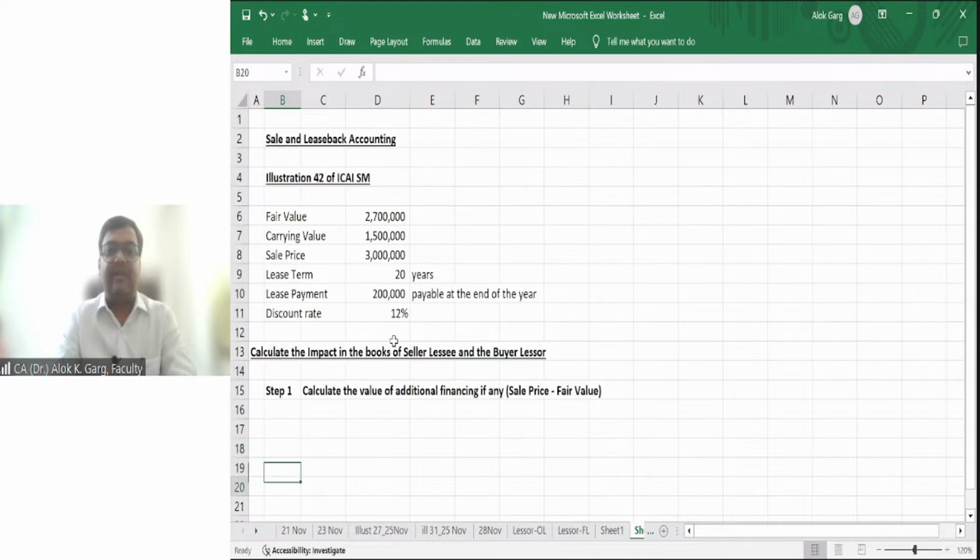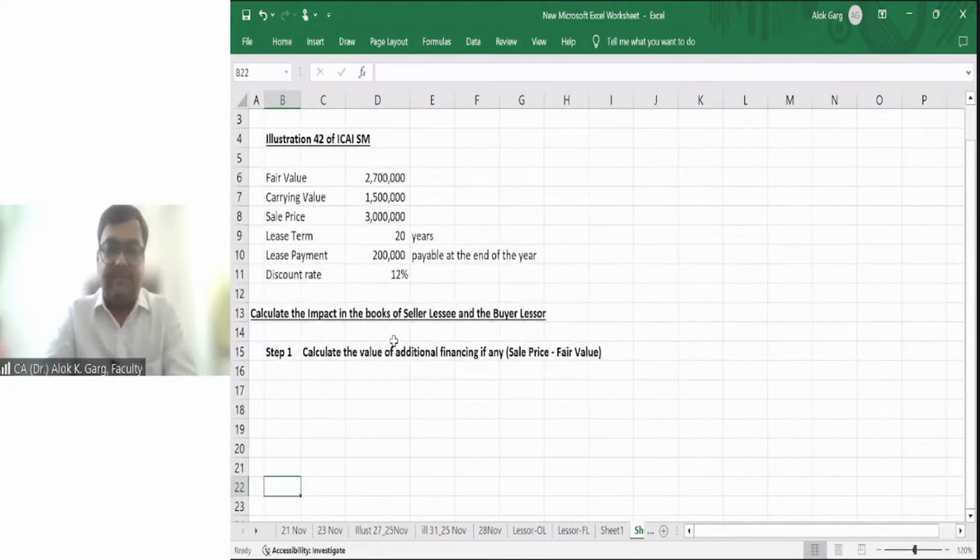Sale price minus fair value is the additional financing, right? So what is the sale price here? Now you have understood the concept, right? Sale price is 30 lakh rupees. What is the fair value?